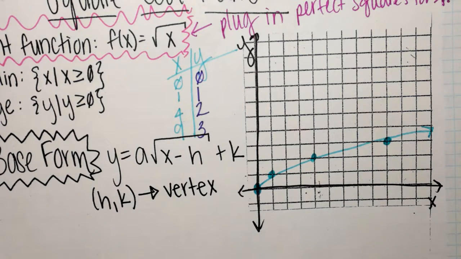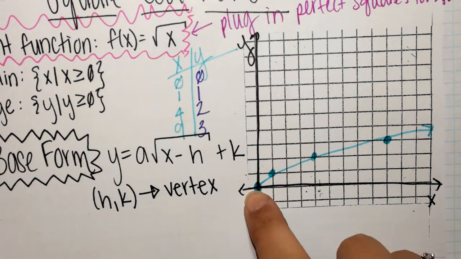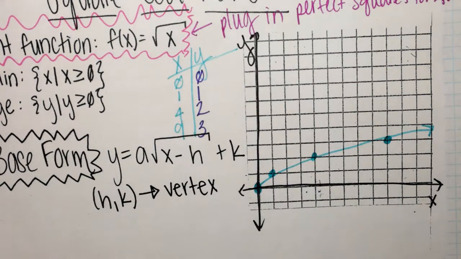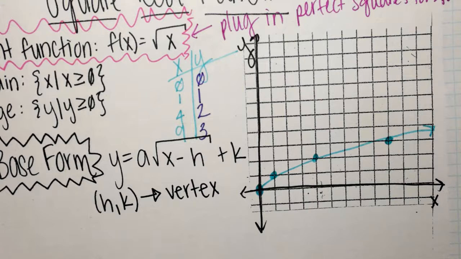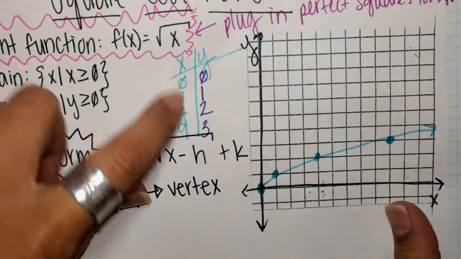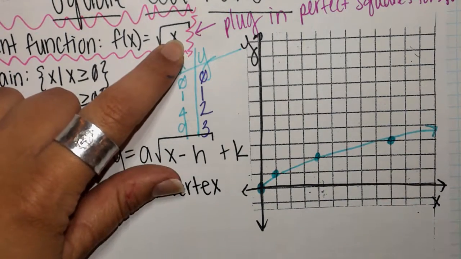And that's it. That's all you do. Now, we don't go any further than this point because we can't plug in negative numbers. And boom, we're done. Are we always going to do our graph like that? Yep. So it's always going to be 0, 1, 4, 9. You will always plug in those x values unless there is something else under here.